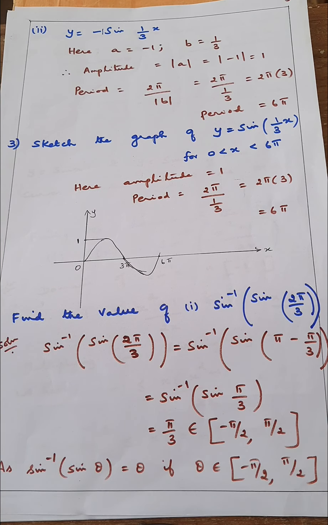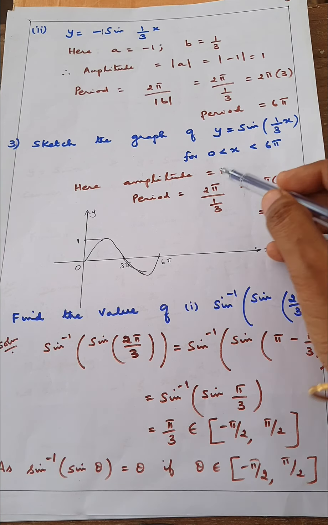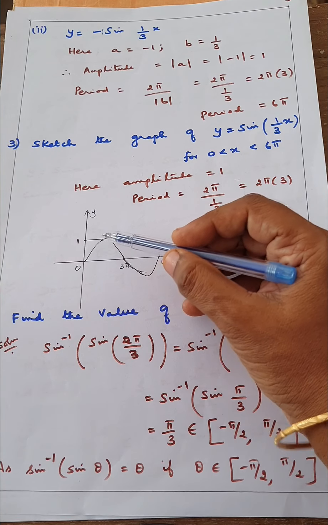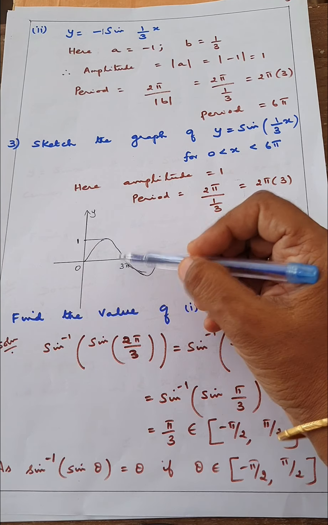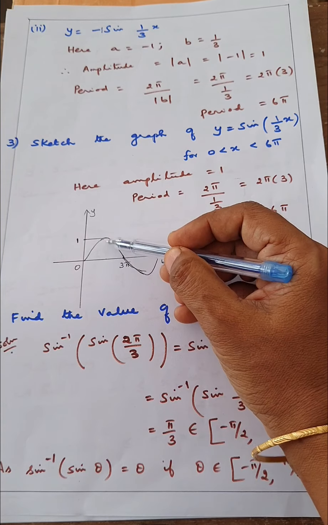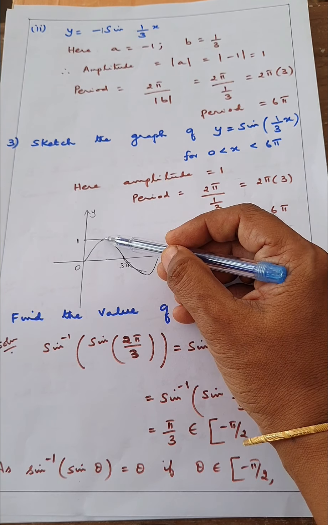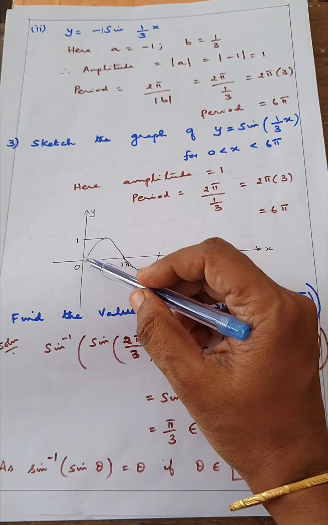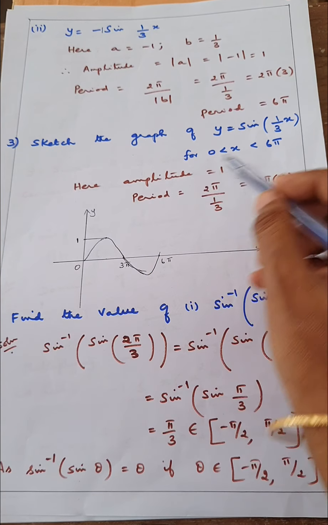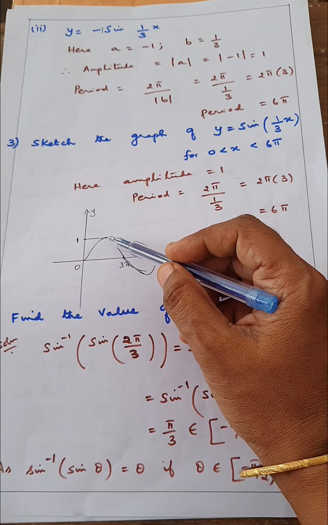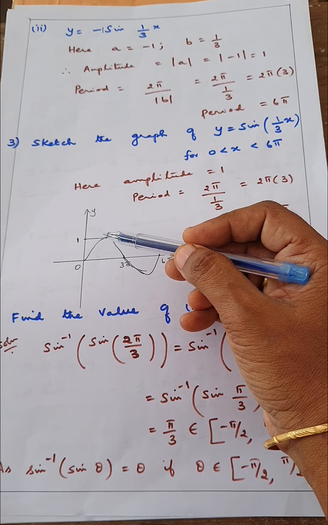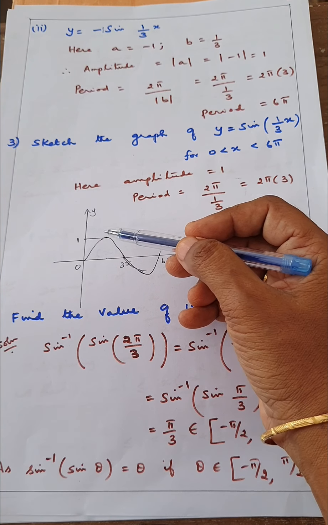Now you know the meaning of amplitude and period. What is amplitude? Amplitude is the maximum distance of the graph from the x-axis. So here the amplitude is 1. This is your x-axis, so the maximum distance is this, and this distance is 1. So the graph has to be drawn like this from the origin, because from 0 we start and then it reaches the maximum height, that is distance, which is 1 because amplitude is 1.